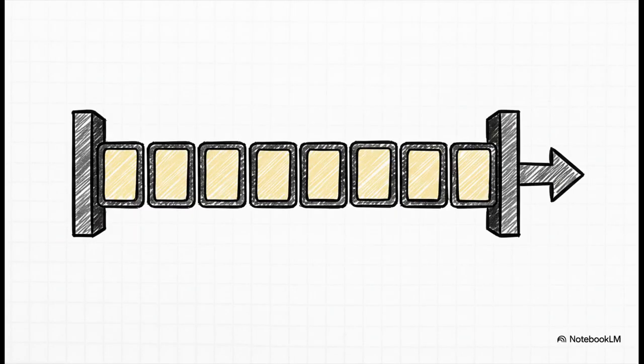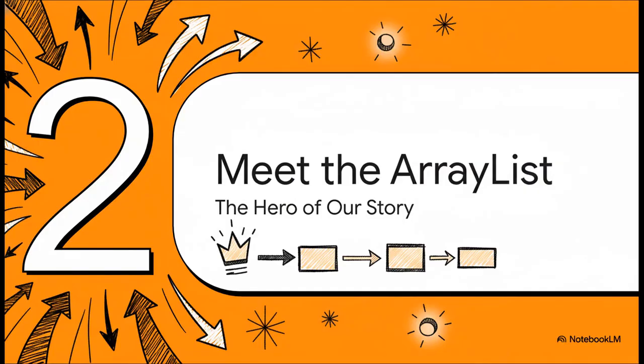And here's the kicker. That paper list is exactly how a standard array works in Java. When you first create it, you have to tell it its size. And once you set that size, say 10 items, that's it. It will never hold more than 10 items, ever. But there has to be a better way, right? Of course there is. So let's meet the hero of our story, the ArrayList.